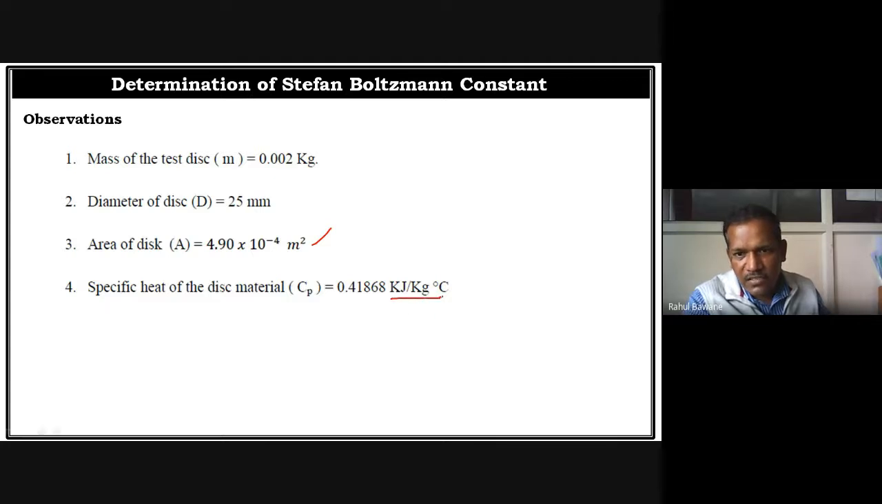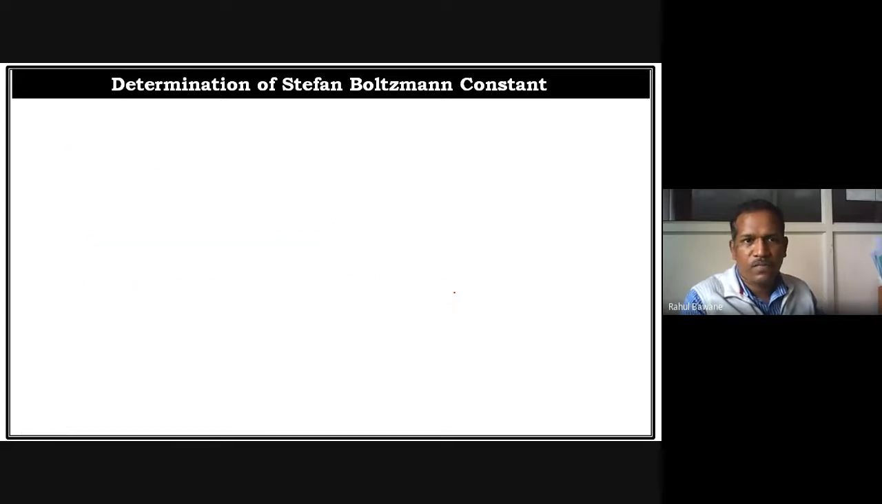Remember, the unit is kilojoule. Whenever we are going to put this value for any calculation purpose, we have to convert this into basic unit, and basic unit will be joule per kg degree centigrade, or joule per kg Kelvin. So when we put this value Cp of test disk material, it will be 418.68 joule per kg Kelvin. So these are the observations provided in the manual.